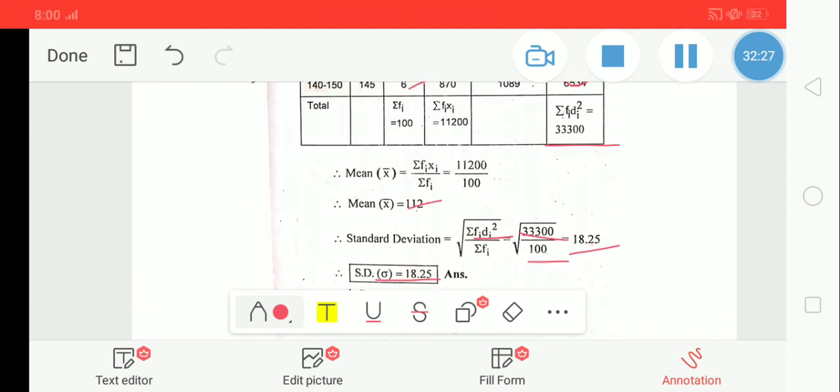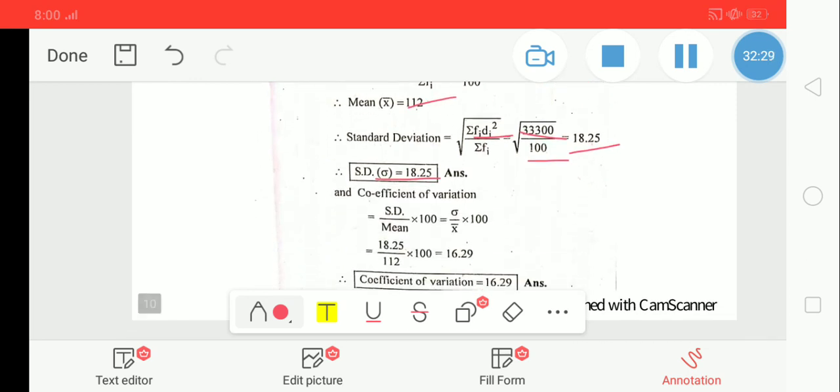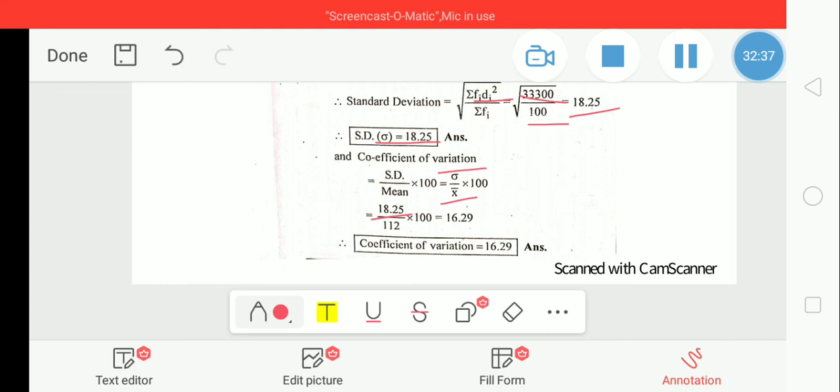Now the coefficient of variance is standard deviation divided by mean. Here the mean is 112 and the standard deviation is 18.25. So put sigma divided by x bar multiplied by 100, so 18.25 divided by 112 multiplied by 100 gives 16.29. Coefficient of variance is 16.29 and standard deviation is 18.25.